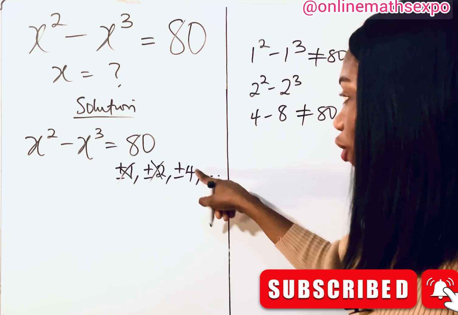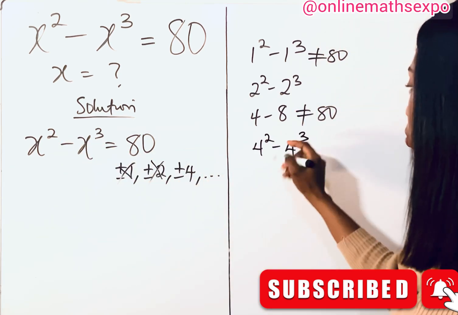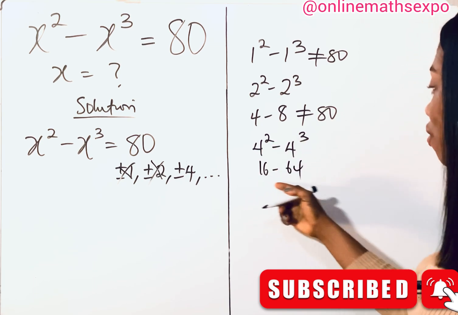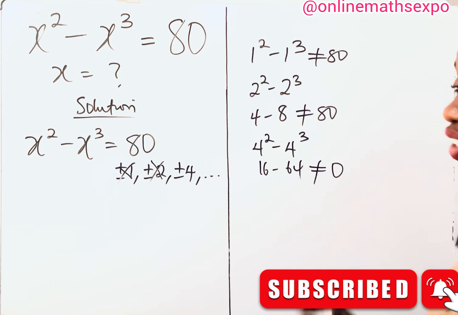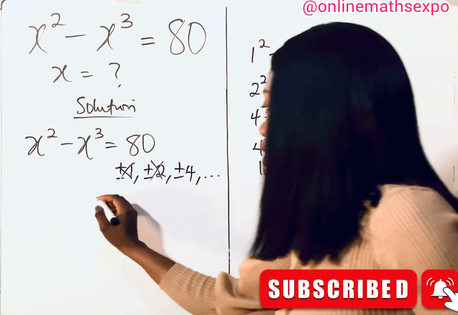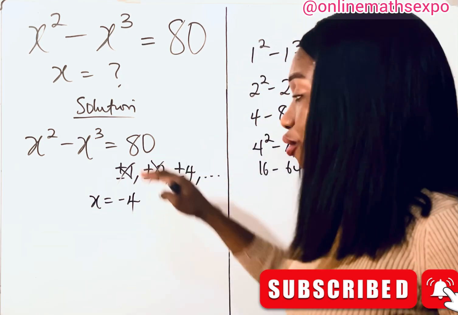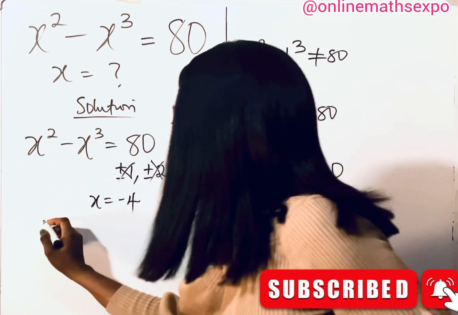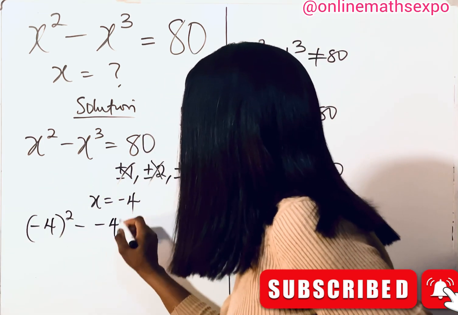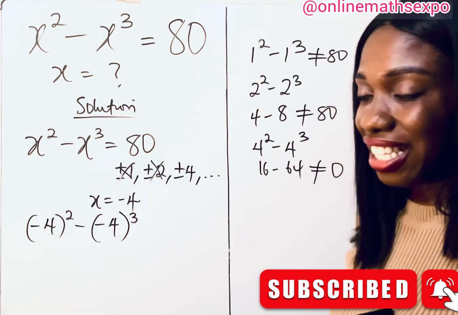Let's check for 4. So put 4 here. We have 4 squared minus 4 cubed. 4 squared is 16, this will give us 64. If you subtract this, it's not equal to 80. Now let's check for when it is negative 4, okay? Let's see if it will give us 80. So we're going to have negative 4 raised to the power of 2 minus negative 4 to the power of 3.